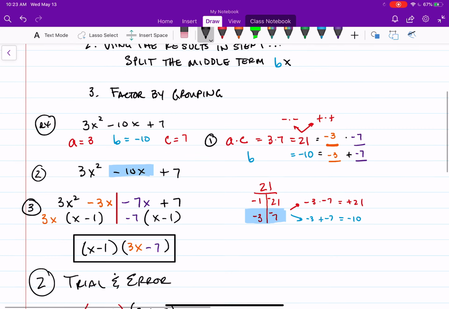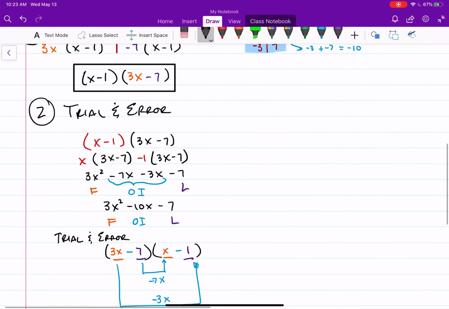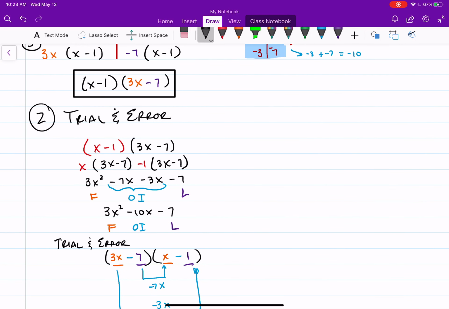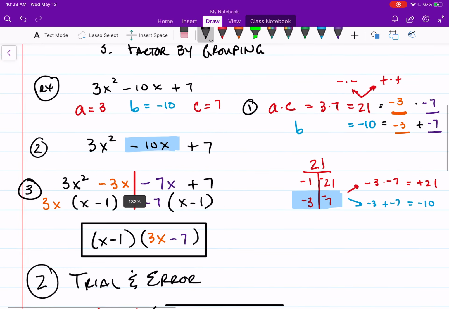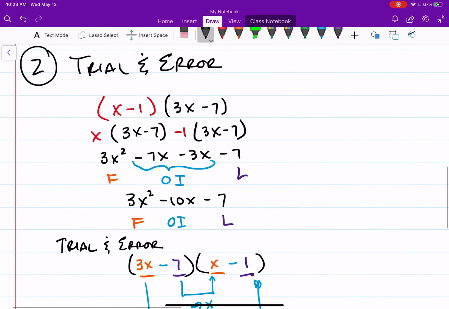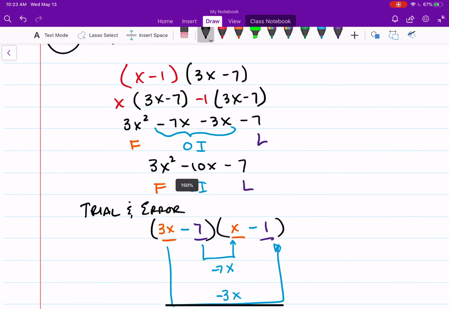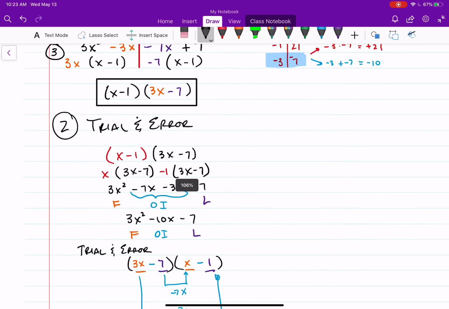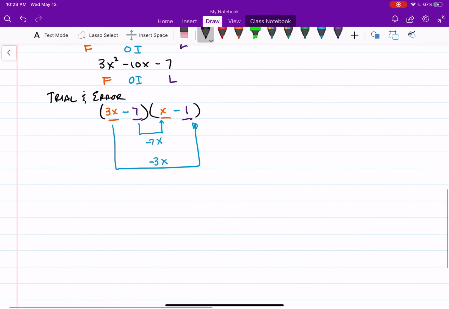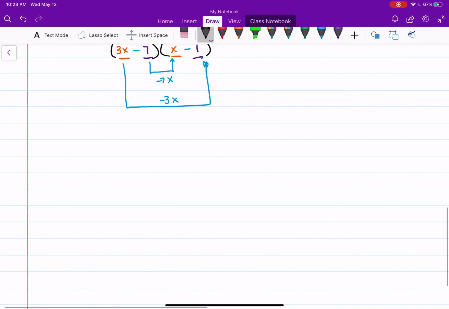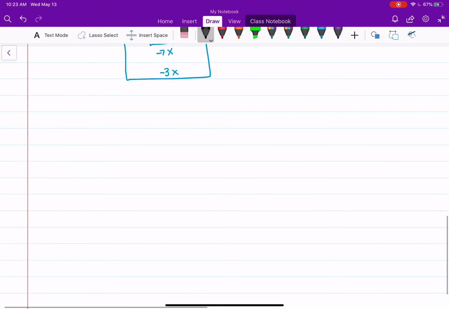So if you're not good with trial and error, it's okay. Not many people are. Most people's brain will be good with the AC method. Some people's brain do work with trial and error, so I'm okay with that. And this is the only way we could learn it back in the day. There was no AC method back in my day. Yes, I'm old. All right, so let's try another one.